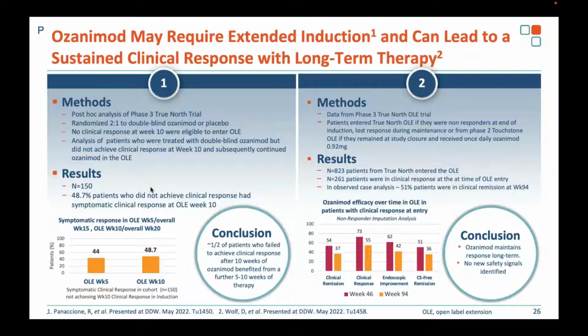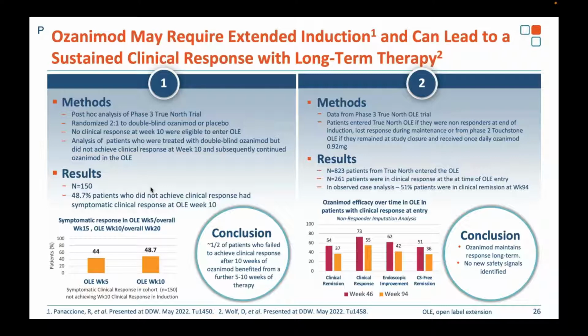And of course, that then allows you to understand what proportion of those patients who didn't respond in the first induction period did respond with extended induction. And you can see here, if you look at the left-hand side of the graph, that a second 10-week course of ozanimod captures about another 45 to 50% of the patients who didn't officially respond in that first 10 weeks. I think it's important to point out that doesn't mean that they got absolutely no response at all. It means they just didn't quite hit that definition of response.